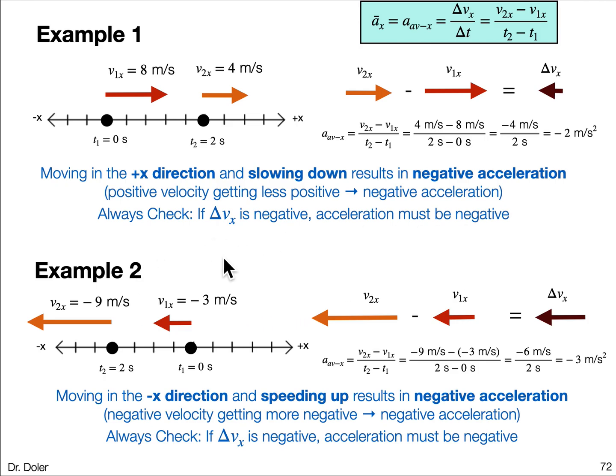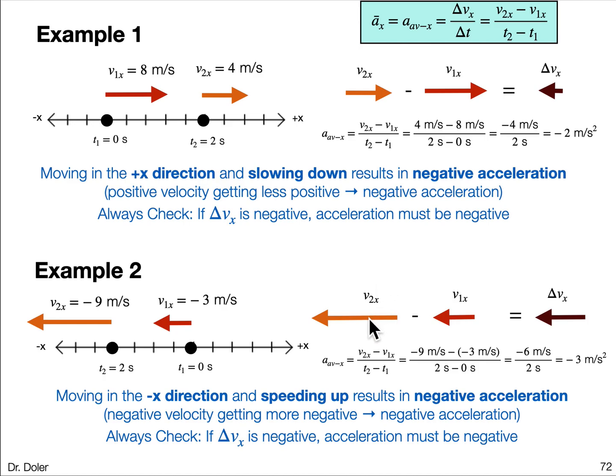Example number 2, at time 1, we're moving at negative 3 meters per second, right? So we're moving to the left relatively slowly. At time 2, we're still moving to the left, but now we've sped up, right? We're moving to the left at negative 9 meters per second, right? So is this positive or negative acceleration?